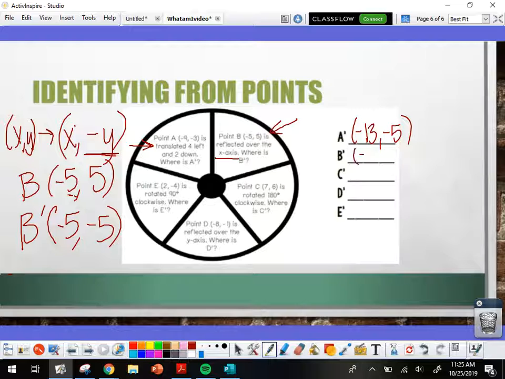So that's how we can use the rules to apply them to the points and determine what B prime is going to be, or what any prime is going to be, without even having to graph the points.